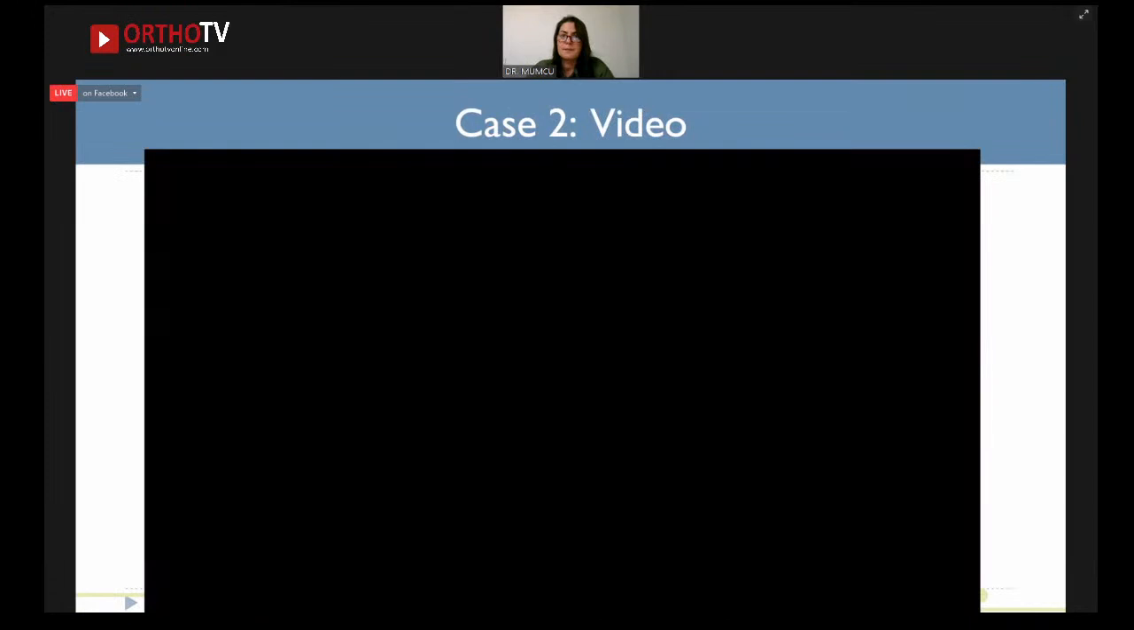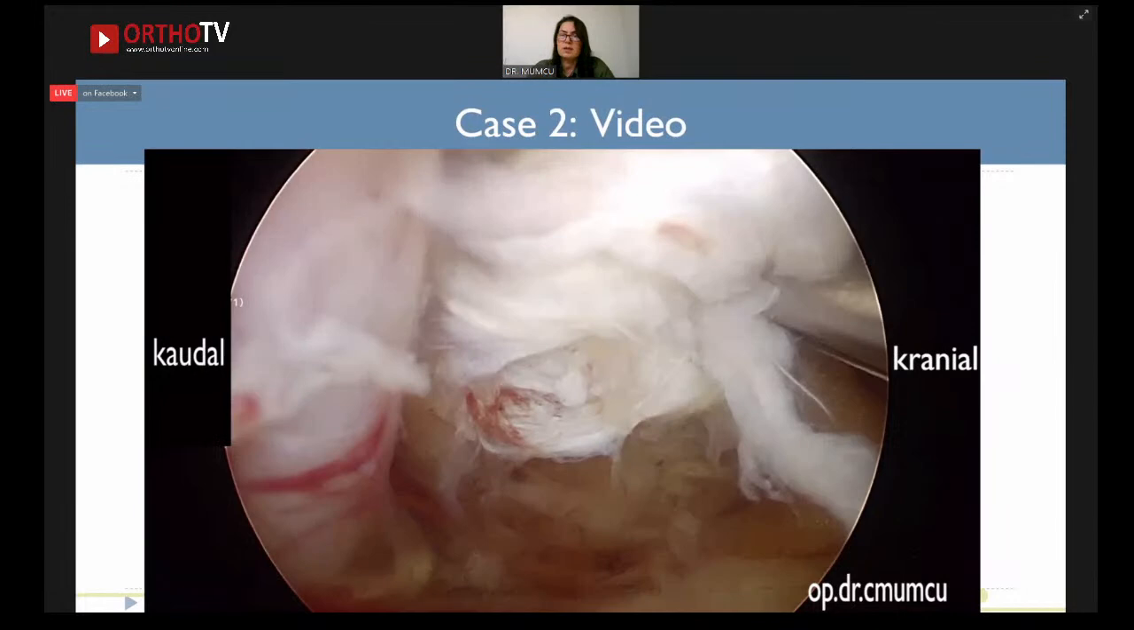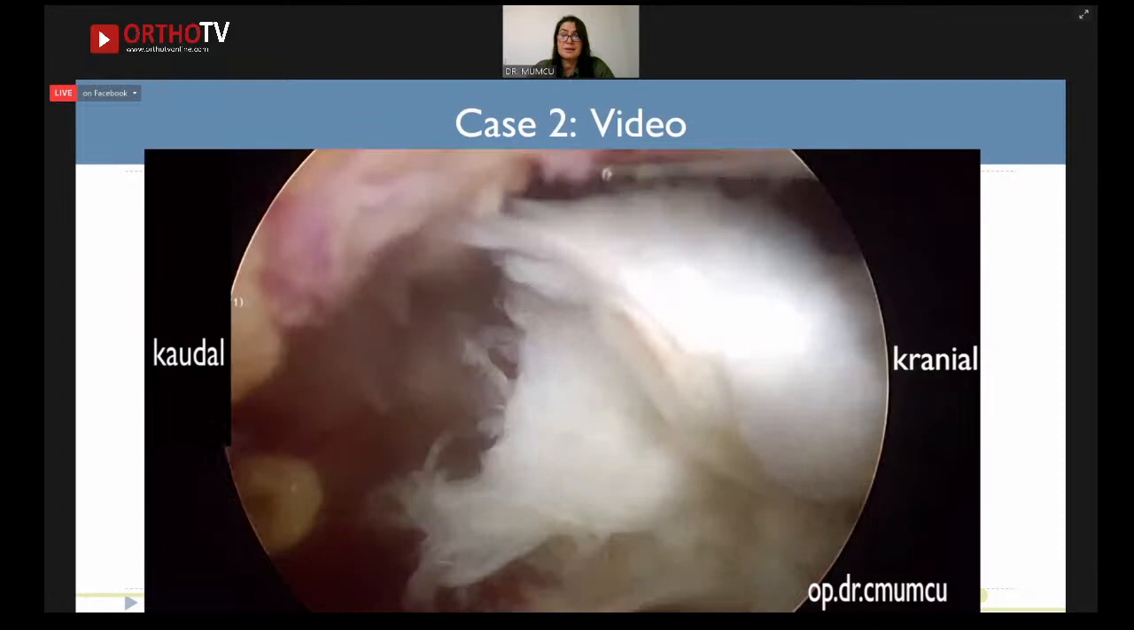Here you can see her intraoperative video. The surgeon should always be gentle with the dissection and handling of neural tissue in such cases.